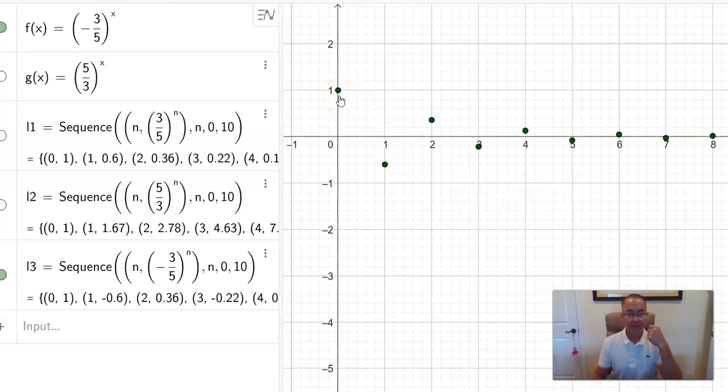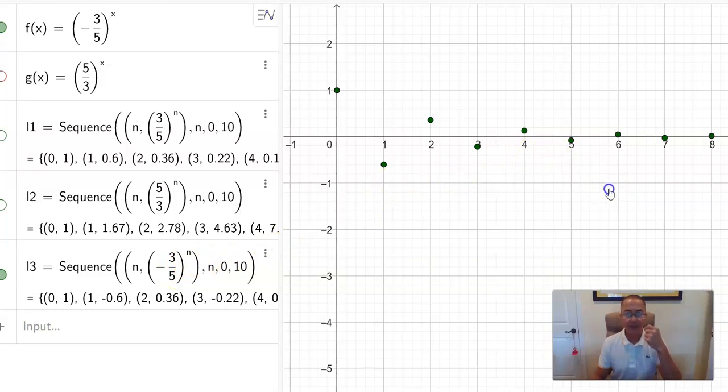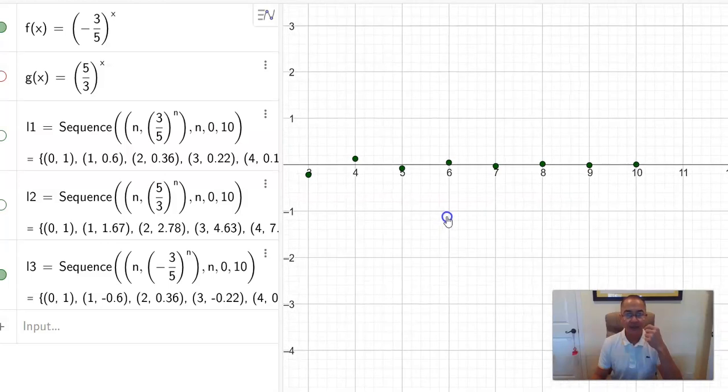The even terms, when n is 0, 2, 4, 6, when you raise a negative number to an even integer, you get a positive number. Conversely, if n is odd, a negative number to an odd integer will give you a negative number. But is the limit still 0?